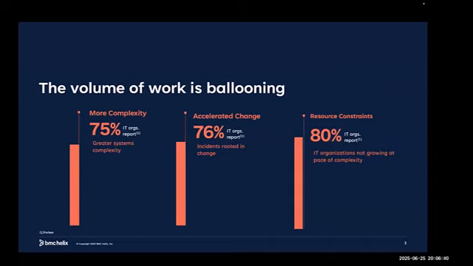Today's enterprise environment is more complex than ever. In fact, 75% of IT teams say that their systems are more complex than they were just 5 years ago. And 76% report that faster software delivery and DevOps adoption are accelerating change. And unfortunately, with it, the risk of incidents. And despite all this growing complexity, 80% of IT leaders say that their teams aren't scaling fast enough to keep up.